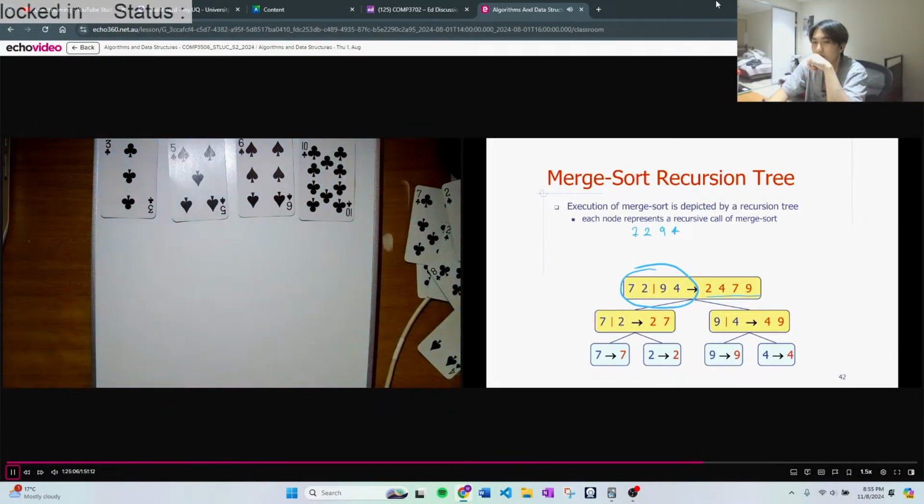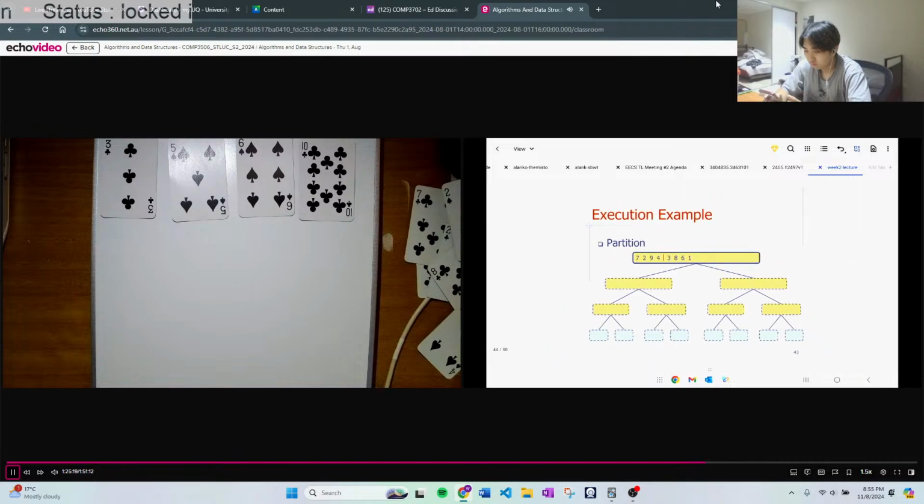Kind of easy, right? You just keep splitting all the way down until you've got single element lists. Single element lists are already sorted, and then you do two-finger merging all the way back up until you're done, right? So let's have a look at an execution example. Here's an 8 number example.